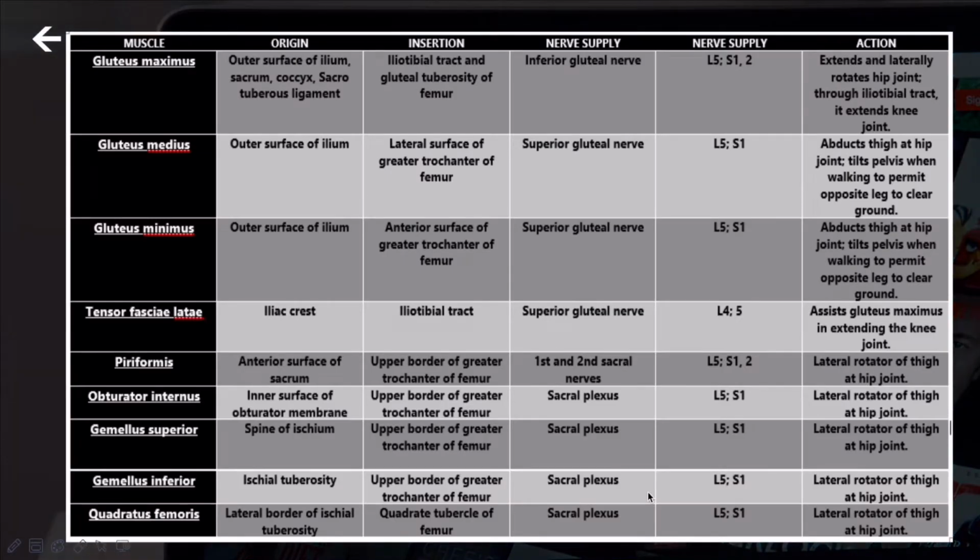The tables shown are the muscles of the gluteal region, which are the gluteus maximus, gluteus medius, gluteus minimus, tensor fasciae latae, piriformis, obturator internus, gemellus superior, gemellus inferior, and quadratus femoris, and their corresponding origin, insertion, nerve supply, nerve root, and action.